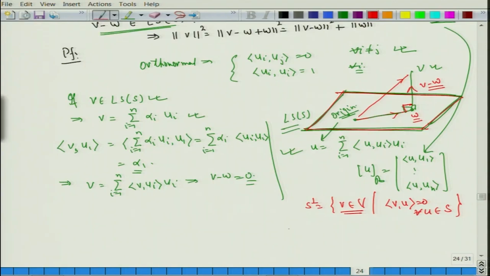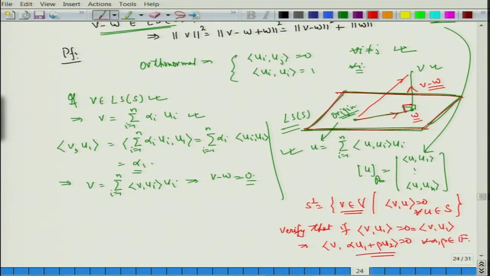So, here if you verify that if V is perpendicular to U1 and V is perpendicular to U2 both, this will imply that V is perpendicular to alpha 1 U1 plus beta U2 for all alpha, beta belonging to whatever scalar you have. Is that okay? And therefore, what we are saying is that when some vector is perpendicular to the basis vectors, it is perpendicular to everything else, fine. So, let us use this idea to prove that part.